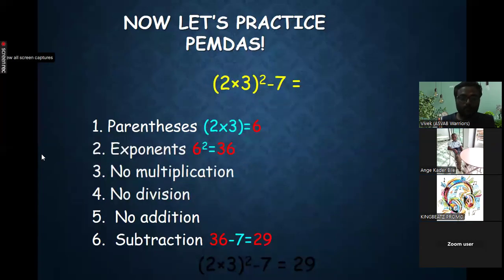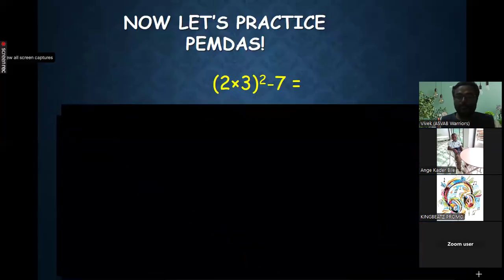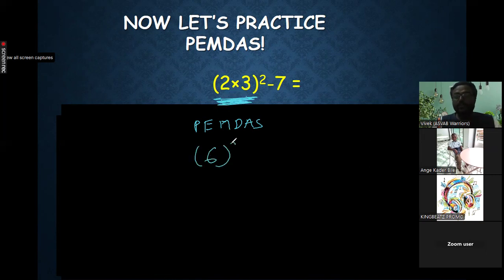So I'll solve a few questions before you guys can solve it. So let's say we have this question over here. Let me write down PEMDAS. Do we have a parenthesis? Yes. So 2 times 3 is nothing but 6. 6 to the power 2 minus 7.